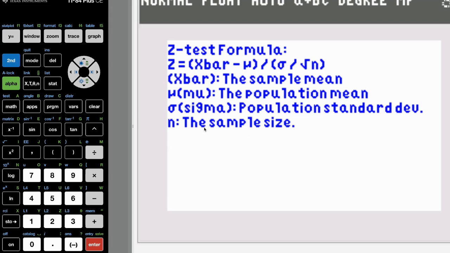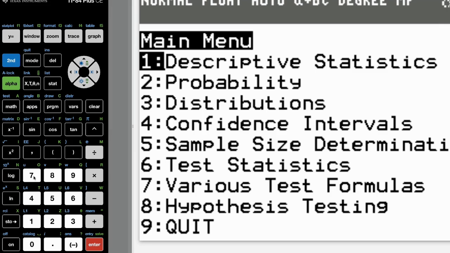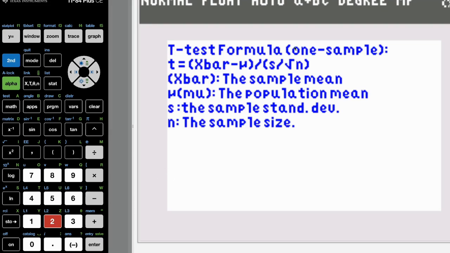That's what's missing on the other page there. N is the sample size. So we go on. I'm doing the various test formulas again. We'll go to the t-test, and the t-test formula for one sample is x bar minus mu over s over rad n, where x bar is the sample mean, mu is the population mean, s is the sample standard deviation, and n is the sample size. So you probably want to look at your book for the difference between population versus sample.